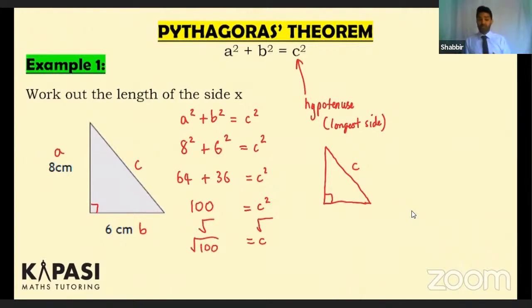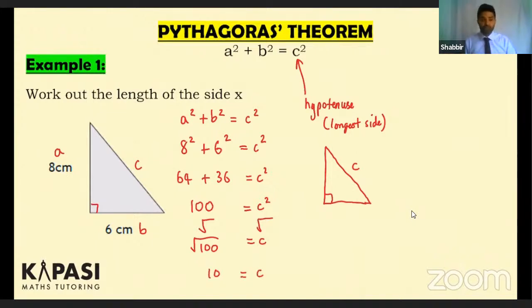We can do this without a calculator. We can think of what 2 numbers multiply together to give me 100, but they've got to be the same number. So what number multiplies by itself to give me 100? Well, that's 10. 10 times 10 is 100. So 10 is the answer, and that's what C equals. C equals 10.